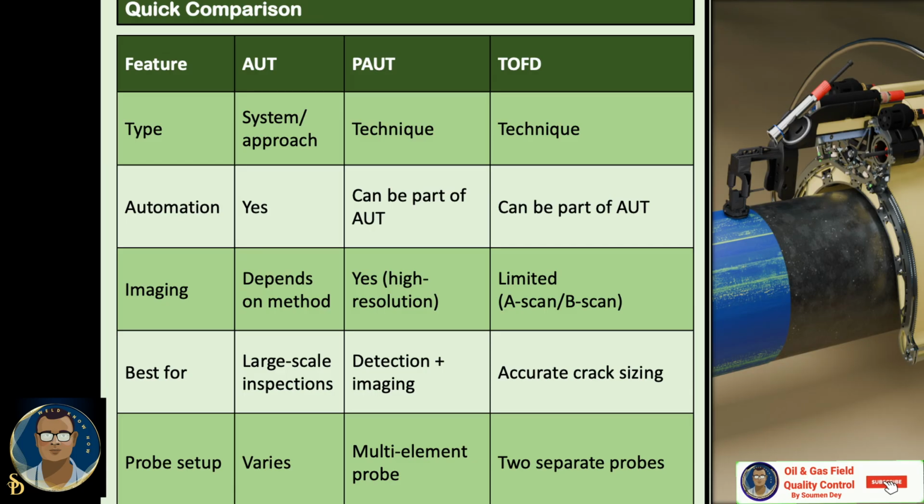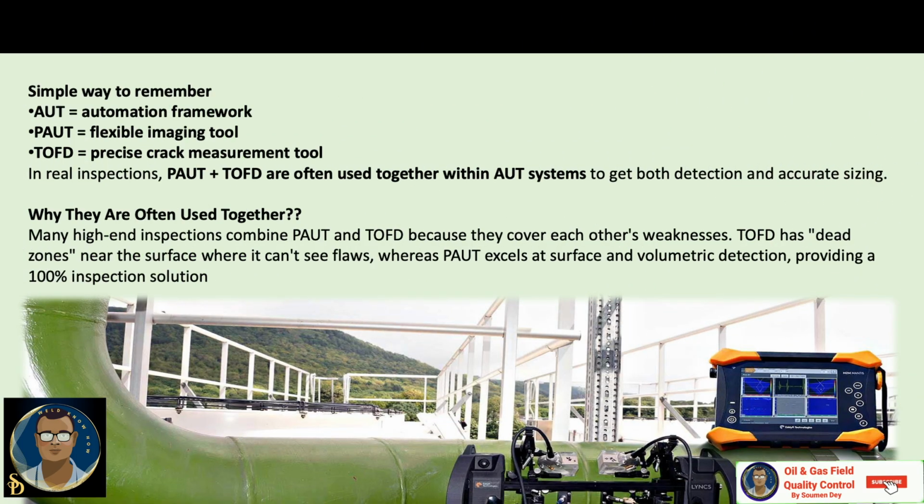Probe setup. AUT varies, meaning if you use PAUT there will be a single probe. If you use TOFD as a part of AUT there will be two separate probes. Now let us have a brief look.